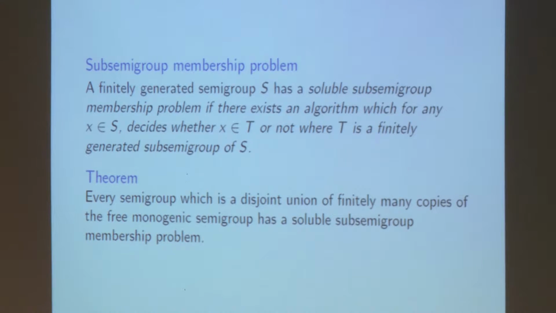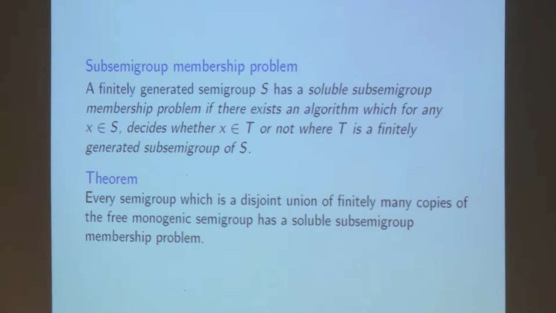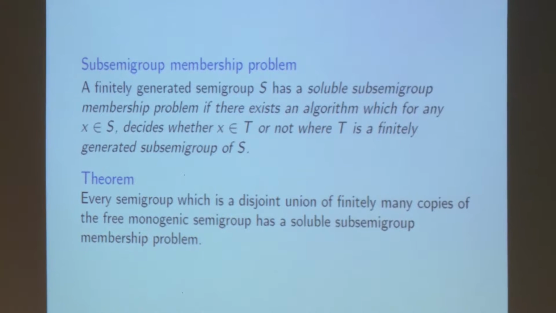The other property related to decidability is the sub-semigroup membership problem. We say if we have a finitely generated semigroup S and a sub-semigroup of S, which is T, and I was given an element X, and you told me, is X in T or not in a finite step? Can you answer this? We say yes, we have an algorithm, this is the theorem, which says that this semigroup has soluble sub-semigroup membership problem.